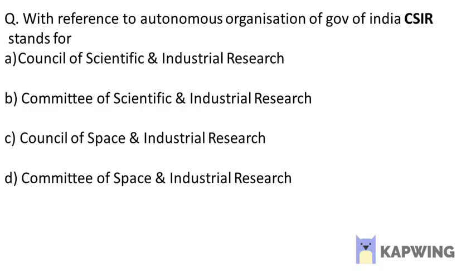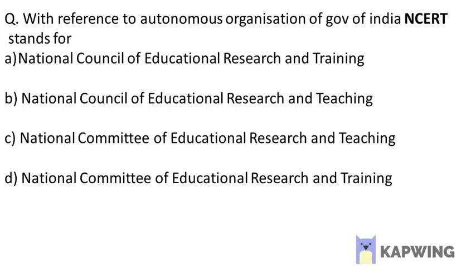With reference to autonomous organizations of Government of India, CSIR stands for? Option A is Council of Scientific and Industrial Research. Option B is Committee of Scientific and Industrial Research. Option C is Council of Space and Industrial Research. Option D is Committee of Space and Industrial Research. So CSIR, friends, stands for Council of Scientific and Industrial Research. It is an autonomous R&D organization of Government of India. The correct answer is A, Council of Scientific and Industrial Research. Now moving on to the next question.